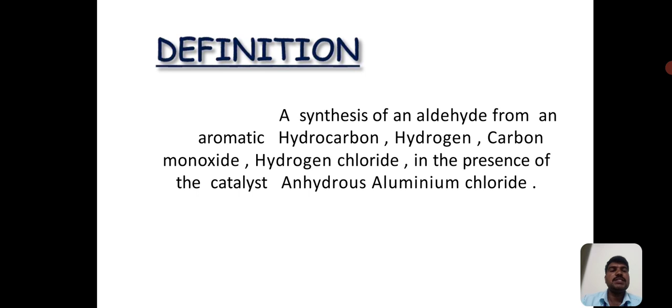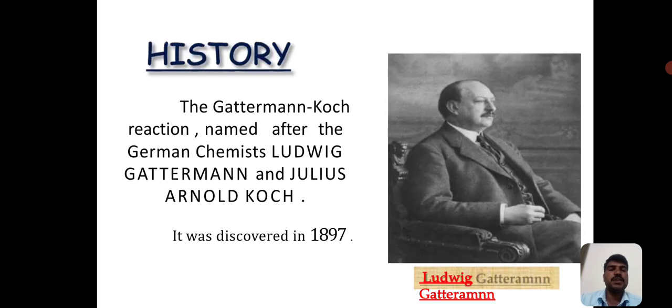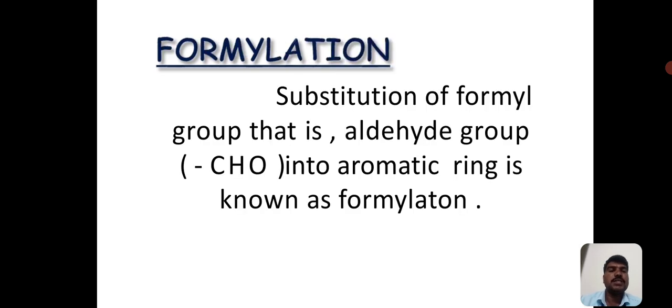Definition: a synthesis of an aldehyde from an aromatic hydrocarbon, carbon monoxide, and hydrogen chloride in the presence of the catalyst anhydrous aluminium chloride. The Gattermann-Koch reaction, named after the German chemists Ludwig Gattermann and Julius Arnold Koch, was discovered in 1897. Formylation: substitution of the formyl group, that is the aldehyde group, into an aromatic ring is known as formylation.